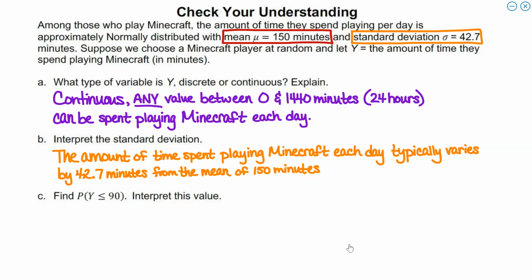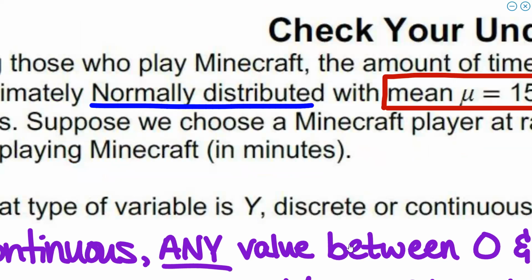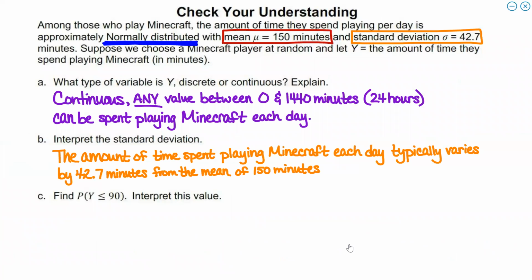Right. Part C, they wanted us to find the probability of y being less than or equal to 90. They gave us some important information up here at the top. They said that it was normally distributed. So once I know that something has been normally distributed, we can use everything that we learned way back in, I think it's chapter 1, maybe chapter 2, about normal distributions. Sorry, guys. I think that it does that automatically. And we're going to interpret this value. So first we're going to find it, then we're going to interpret it.